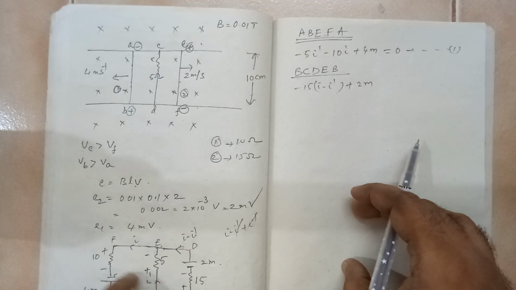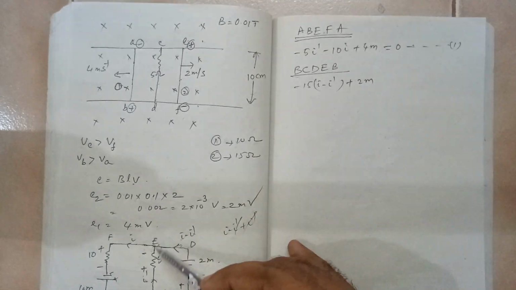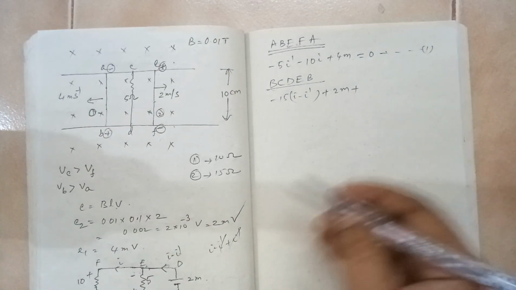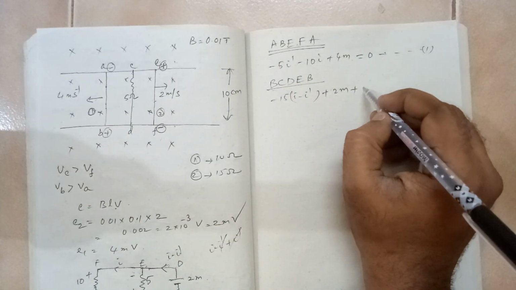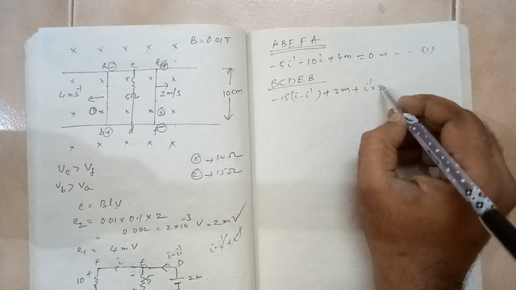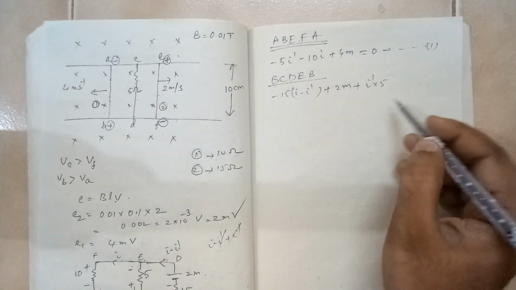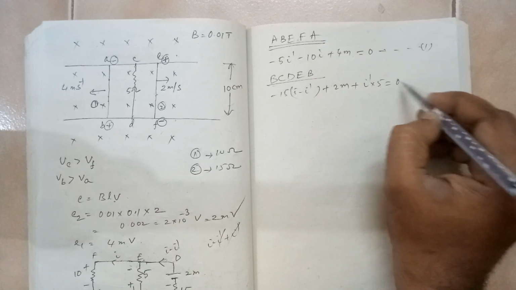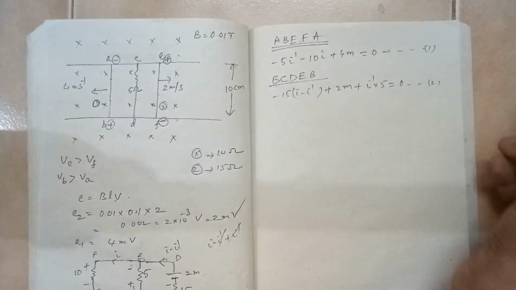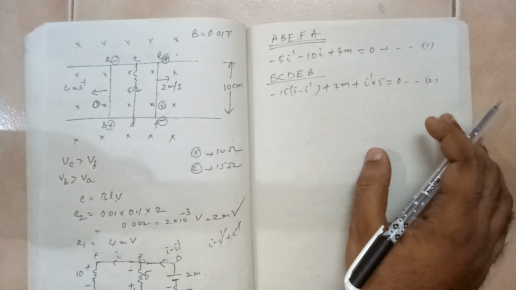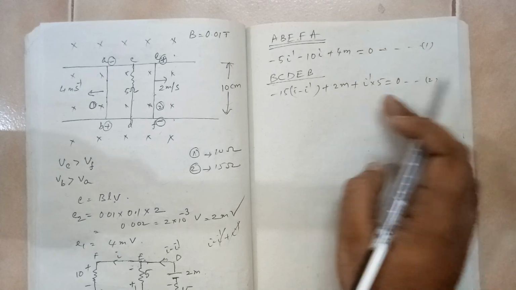At D there is nothing. Then again EB, we are coming from minus to plus, so it will be plus, and the current is I dash, into 5. So V equals IR, 5 into I dash, is equal to 0. This is the second equation. Using these two equations, we want to find the value of I dash.